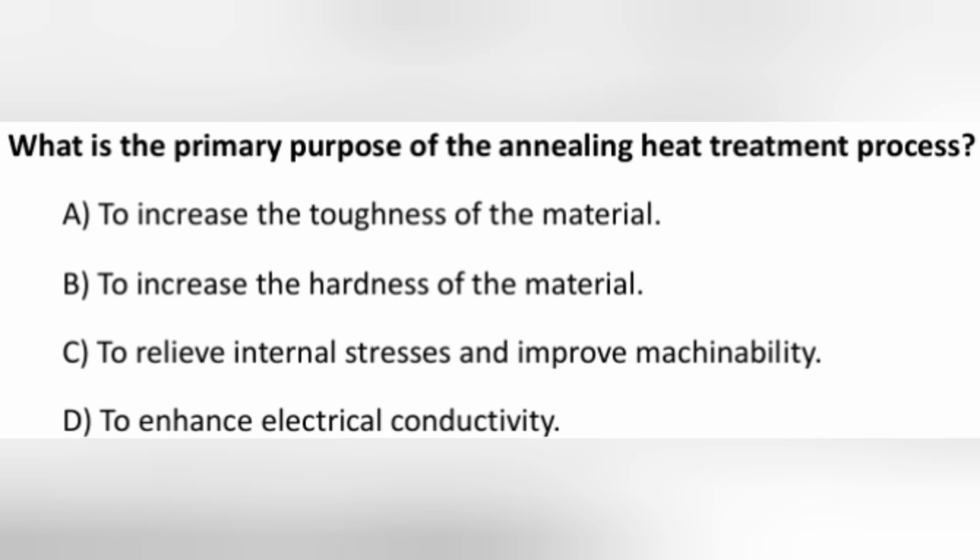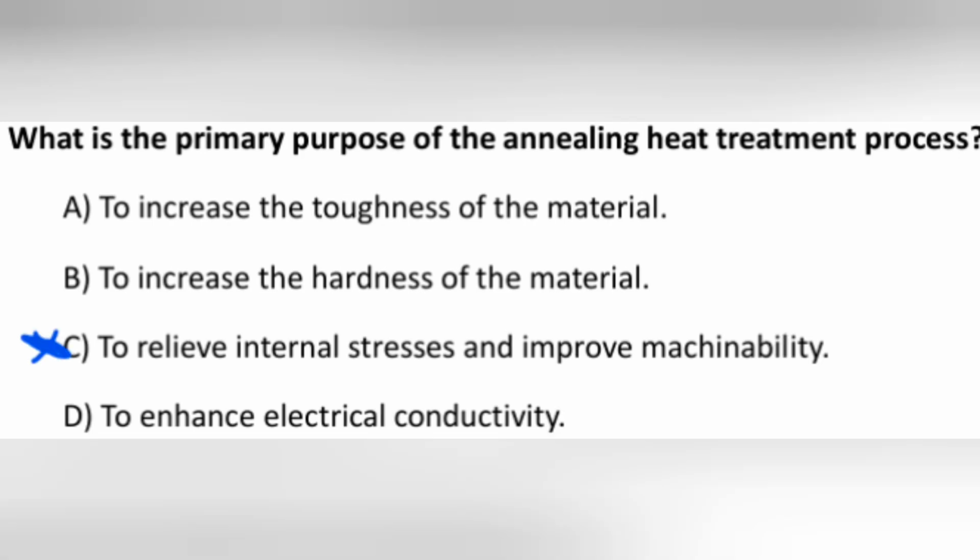So where does this internal stress come from? After cold working, the material would concentrate internal stress. It would have internal stress, so you have to relieve it, you have to remove it. So annealing is basically the post treatment of the first process in order to relieve that internal stress, and it would improve the machinability.